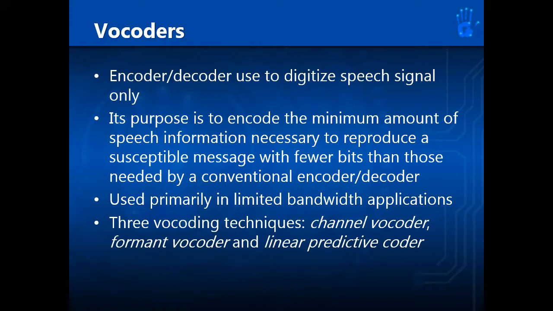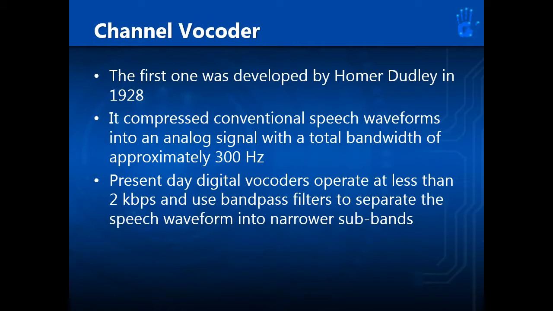There are three vocoding techniques: 1. Channel vocoder, 2. Formant vocoder, and 3. Linear predictive coder. First, channel vocoder. The first channel vocoder was developed by Homer Dudley in 1928. It compressed the conventional speech waveforms into an analog signal with a total bandwidth of approximately 300 Hz. The present-day digital vocoders operate at less than 2 kbps and use bandpass filters to separate the speech waveform into narrower subbands.